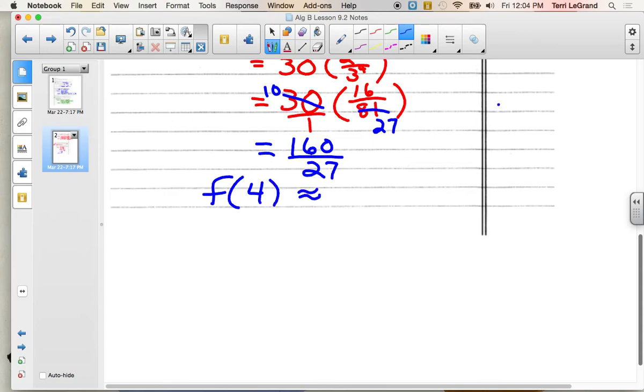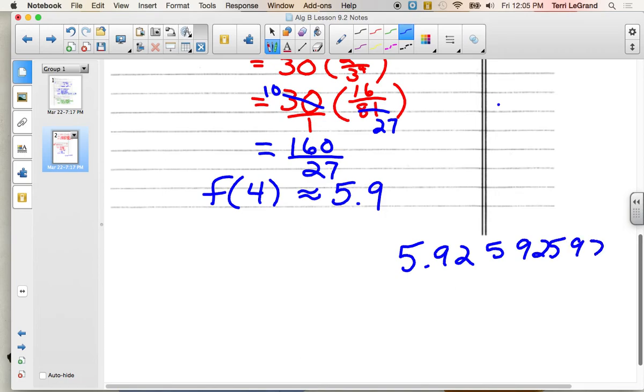5.93. No, she said rounded, silly. She usually makes us write it in our notes first, but here, because we were working with a fraction, I let you. So now we're dividing this out, and we're saying it's approximately 5.9, to the nearest tenth. Okay, here's what the calculator gives. Let me write down what the calculator gives.